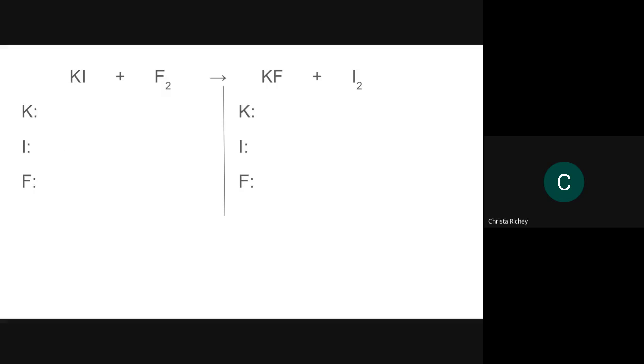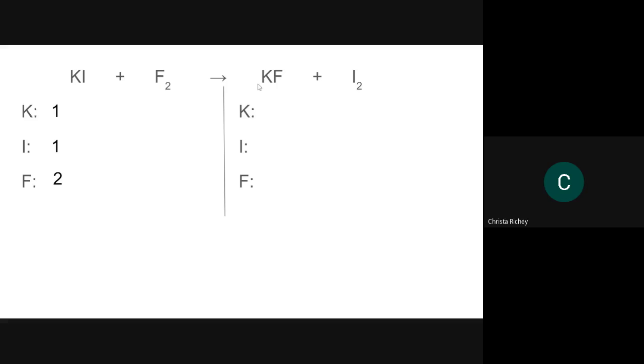Okay. Potassium is first, and it's in the same order: potassium, iodine, fluorine. Like I said, you're going to want to be ordering them and multiplying them side by side. So just keep them in the same order. How many potassiums are on the left? 1. How many iodines? 1. How many fluorines? 2. Fluorine is one of those 7 elements.